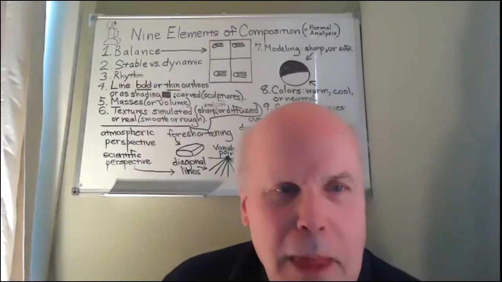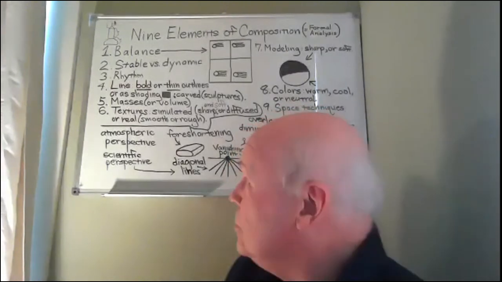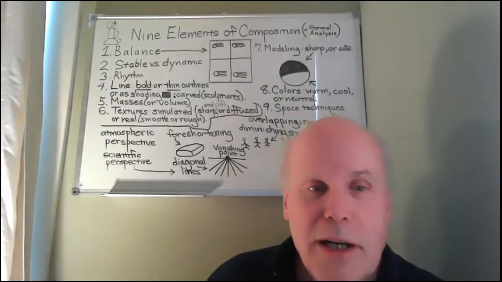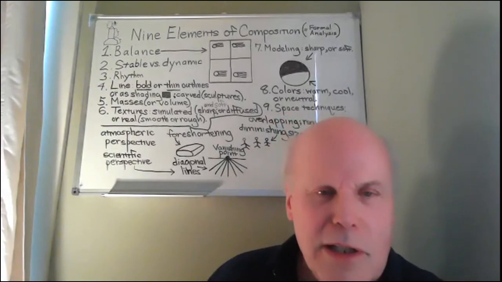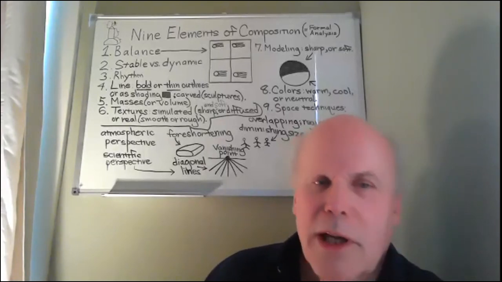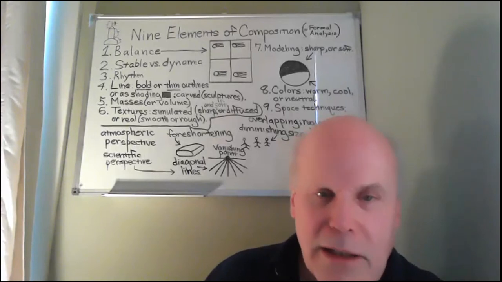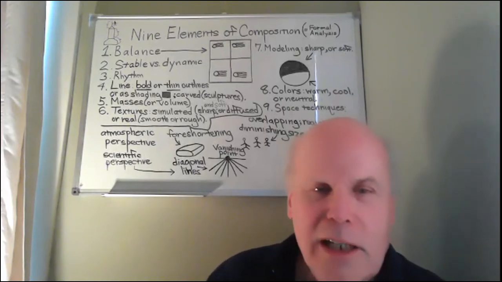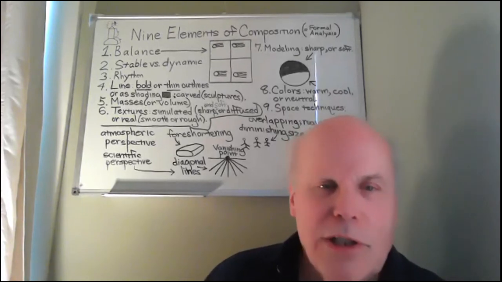All right, then textures. Now with textures, you have 2 main types of textures that you need to write about. And this takes a little more analysis than the first 3 or 4 of these elements. But you can see, if you look carefully, how textures in a 2-dimensional work of art, meaning a painting, a drawing, a photo, can be simulated, where the artist uses color, line, and whatever material they're using, whatever type of paint or watercolor. They are creating the illusion of real textures.